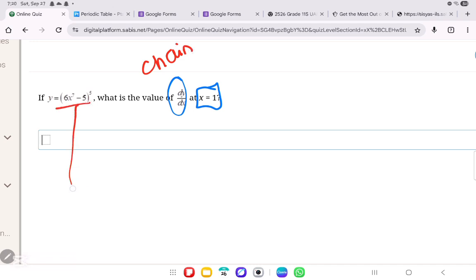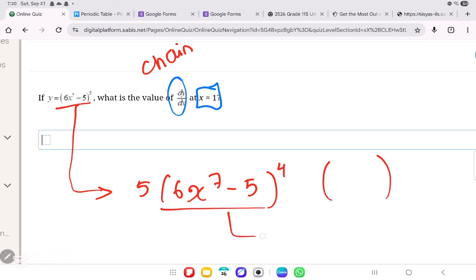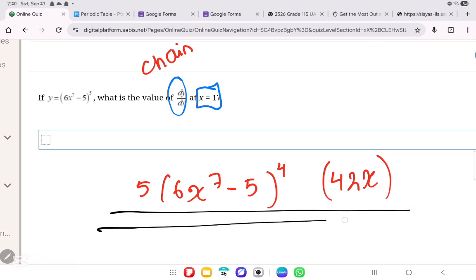Let's take the derivative of this using the chain rule. It's going to be 5 times (6x^7 minus 5) to the power of 5 minus 1, which is 4. Now we multiply by the derivative of the inside, which is 42x. Now you can simplify, or not simplify, or expand, but as long as you started with this, then you are working correctly, okay?